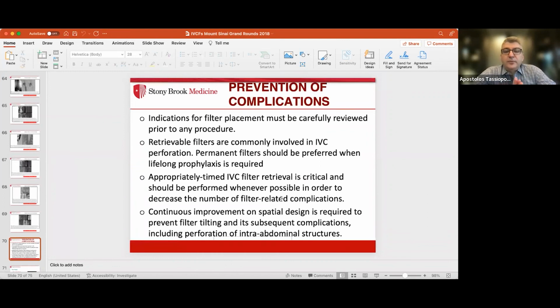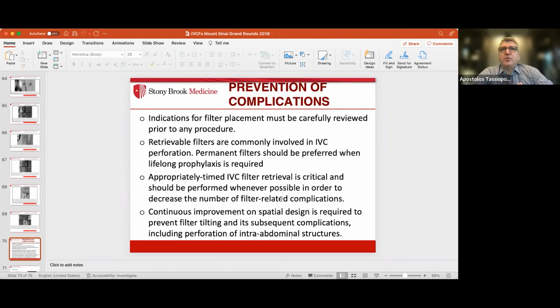So I believe that prevention of complications starts from the design and from the original decision to place a filter. Filter placement should be done for the right indications, and should be carefully reviewed prior to any procedure. Retrievable filters are definitely more commonly involved in IVC perforation compared to the permanent filters.